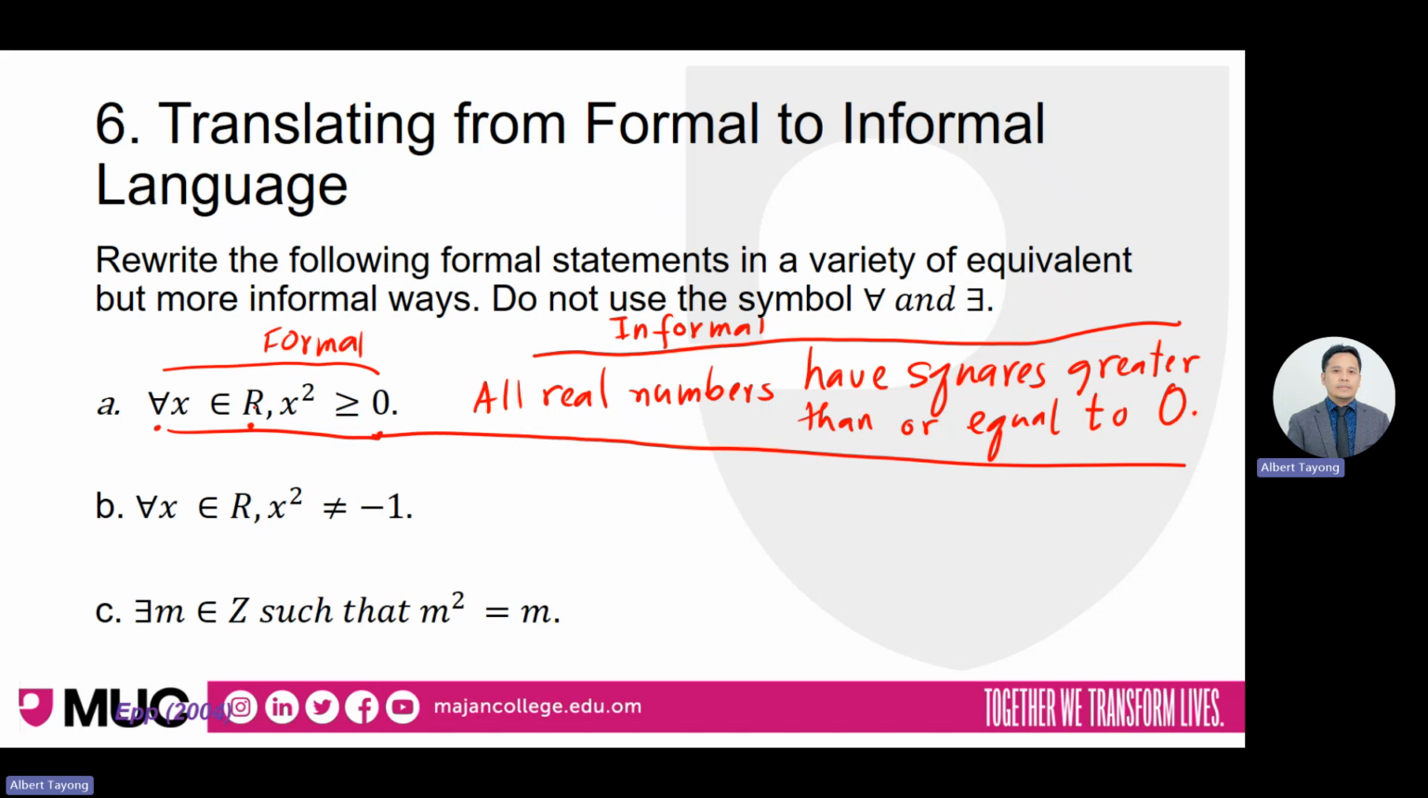Left to right. Real numbers because of R. Have squares because x squared. If it was x cubed, you're going to say have cubes. If it was fourth or fifth, we're going to say powers of. Okay? Powers of 10 if it was x to the 10th.